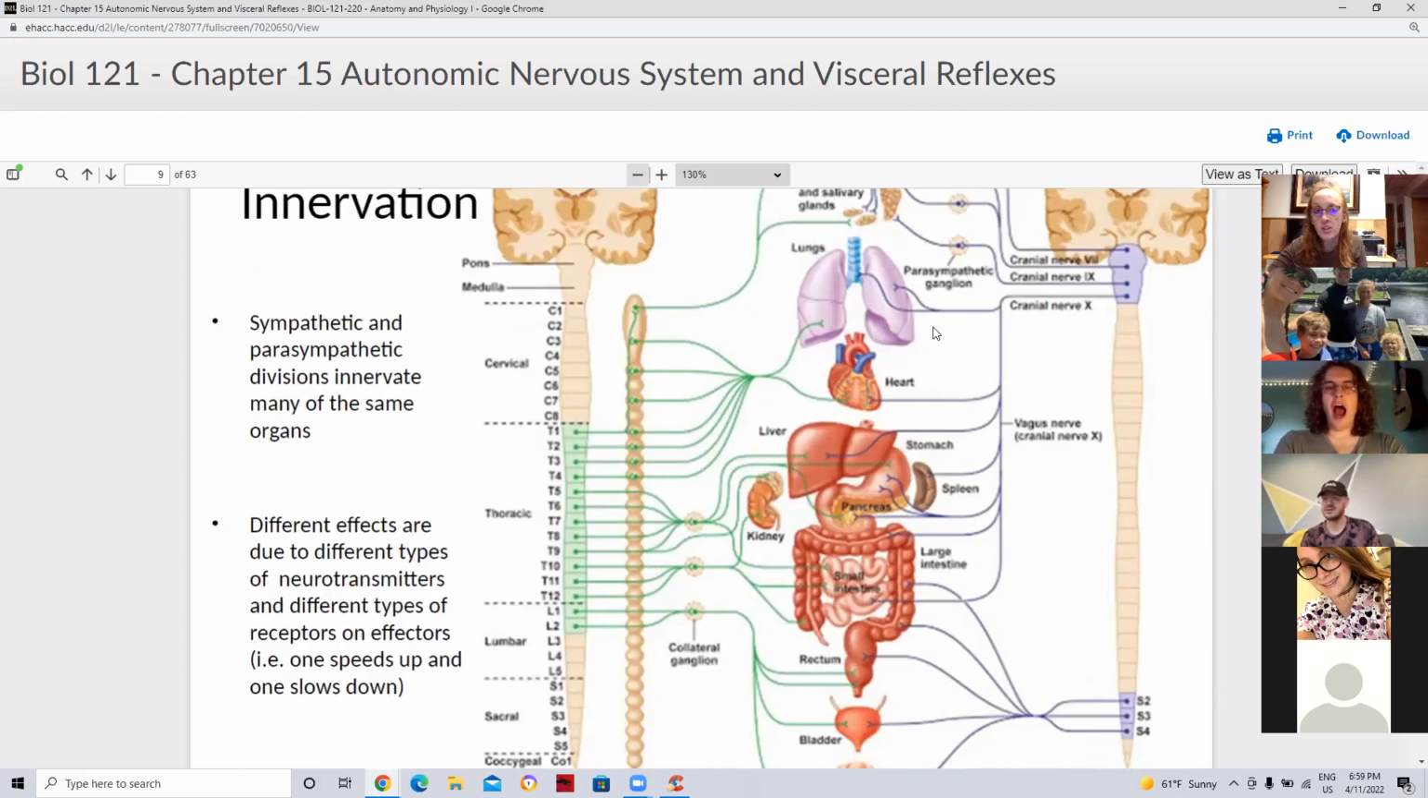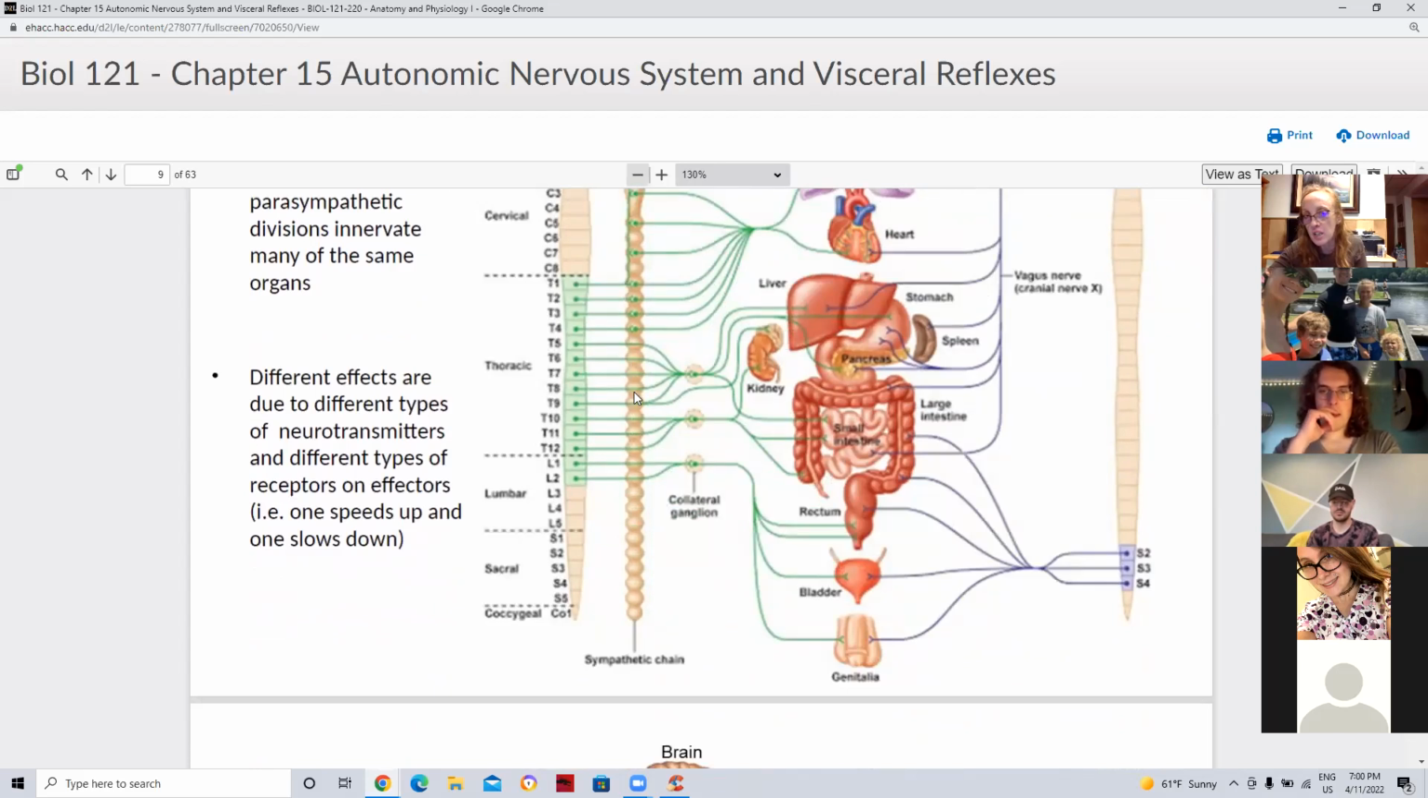One thing that you'll see right here just from this diagram alone, parasympathetic fibers are coming off the brain stem and the sacral nerves. All of the sympathetic nervous system is coming off the thoracolumbar region. This area right here, this is the sympathetic chain ganglion, which is the ganglion for most of the sympathetic nervous system neurons.